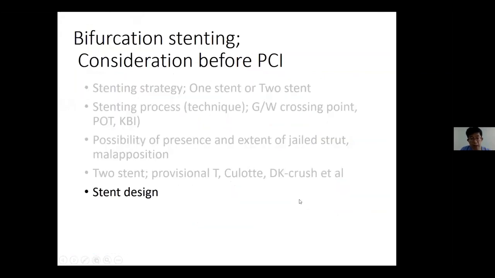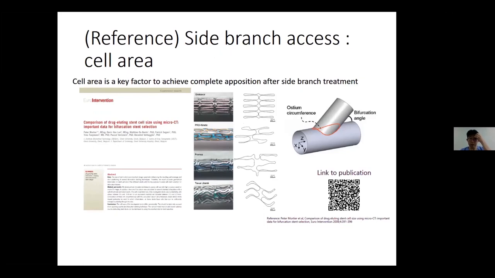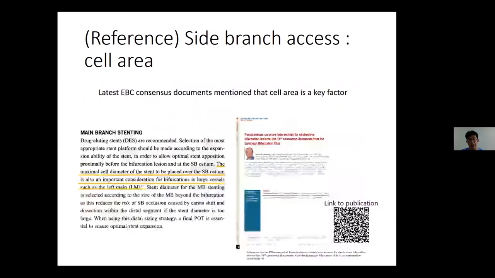It's very useful. So finally, I would like to talk about the stent design for bifurcation lesions. The desired stent design for bifurcation lesions is a large cell opening for the branch vessel size, at most a two-ring stent, and good scaffolding for the shoulder at the branch vessel. So recently, intervention tells us side branch access, cell area, is a key point. Cell area is a key factor to achieve complete apposition after side branch treatment.